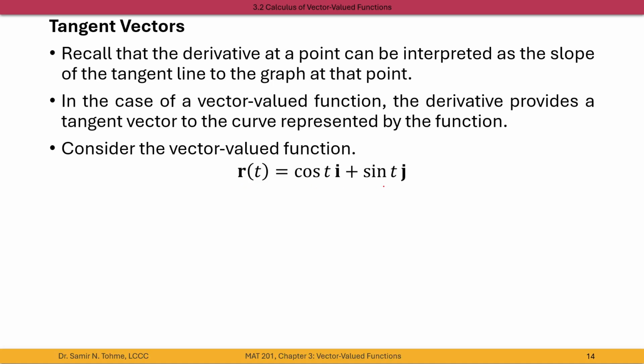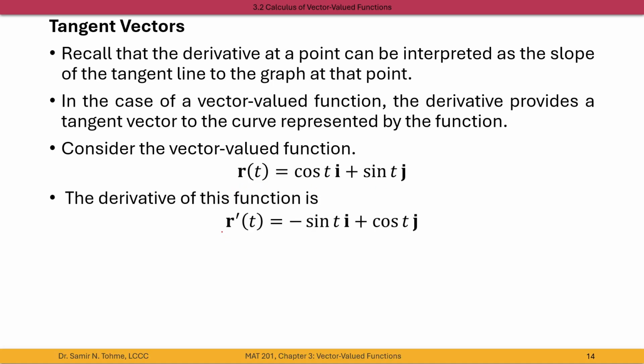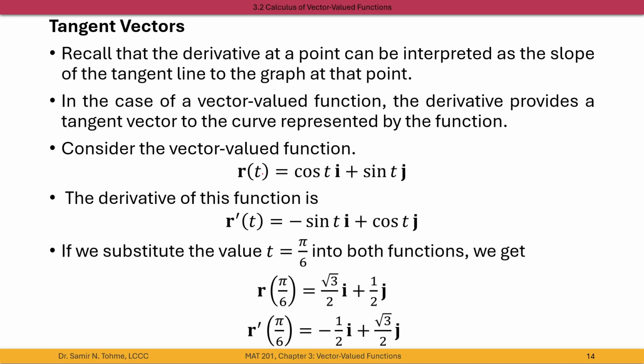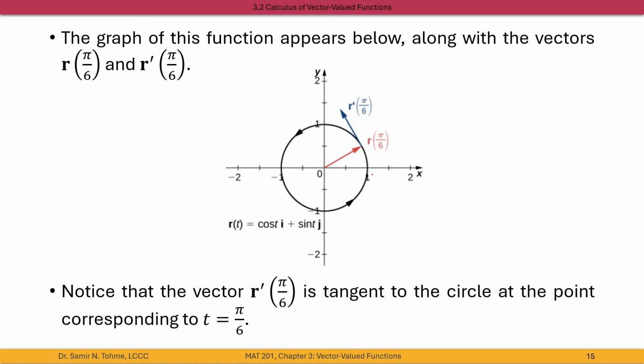So if we have a vector function given by r, the derivative of this function, r prime, will be perpendicular to r. Let's say that this is an example, and we're interested in finding it at t equal to pi over 6. Replace pi over 6 in both to find r of pi over 6 and r prime of pi over 6. And you're gonna get these ones. And if you plot these, you're gonna get this graph.